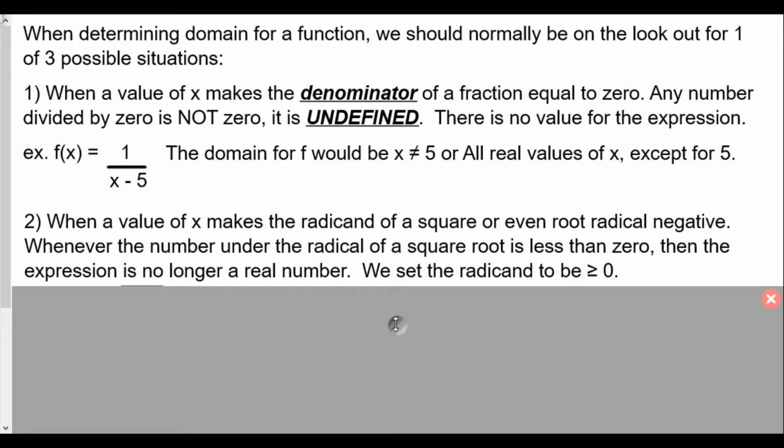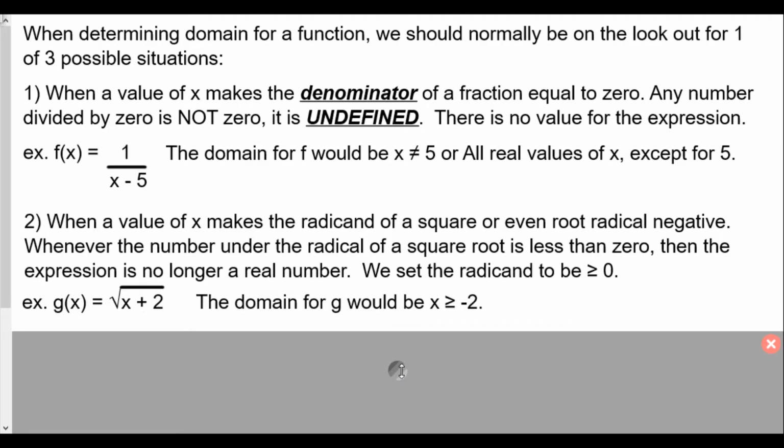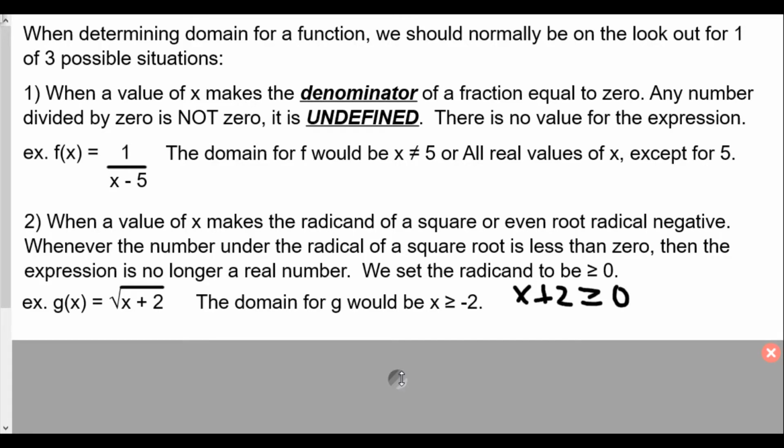So we set the radicand to be greater than or equal to 0. An example would be g of x equals the square root of x plus 2. To solve for this, we would set x plus 2 to be greater than or equal to 0. And so we would just subtract 2 on both sides and get x to be greater than or equal to negative 2. And that's what our domain would be. And so that's how we approach this type of problem, which leads us back to our question here.